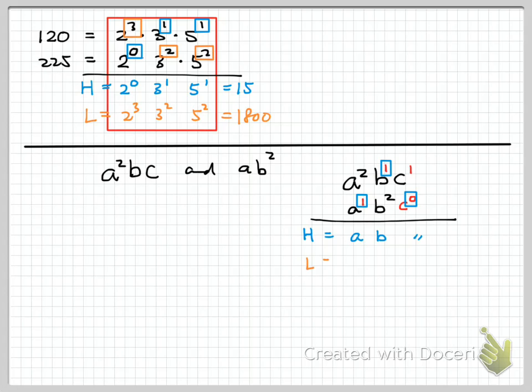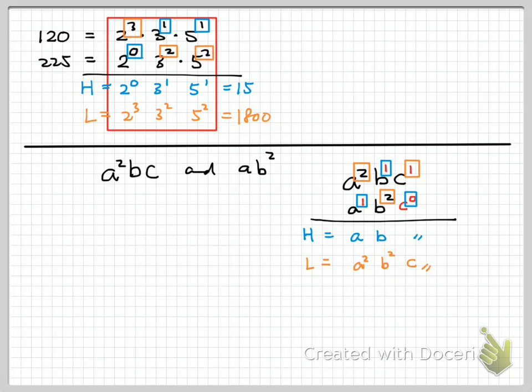Now as for the LCM, we choose the highest power in each column. So for A we choose 2, for B we choose 2, for C we choose 1. So we have A squared, B squared, C. That would be the LCM. So it's very similar to what we did for integers, only that we have letters to replace the numbers.